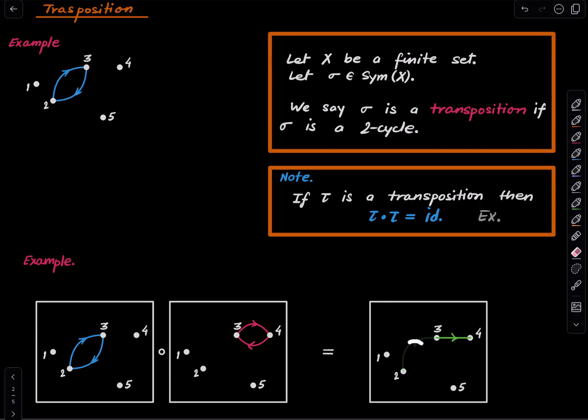Okay, maybe I should have just drawn a single straight line. Yeah. And now, what about 4? 4 moves to 3 and 3 moves to 2. So 4 goes to 2. And what about 5? 5 is fixed by the first one as well as the second one, so 5 remains where it was. So something very interesting has happened. The composition of these two transpositions has become a 3-cycle, right? That's very nice. So it's a nice computation, but this is a general phenomenon, and that is what we are going to discuss.